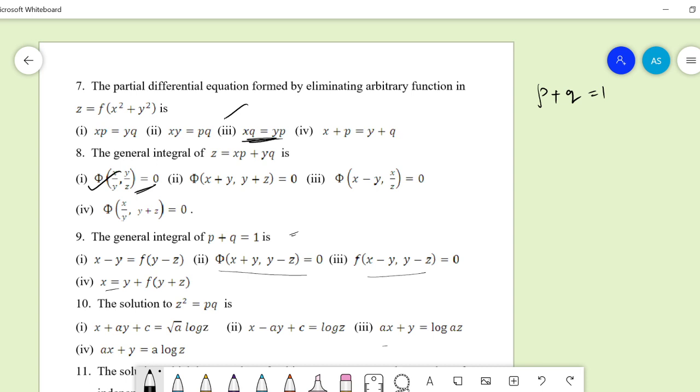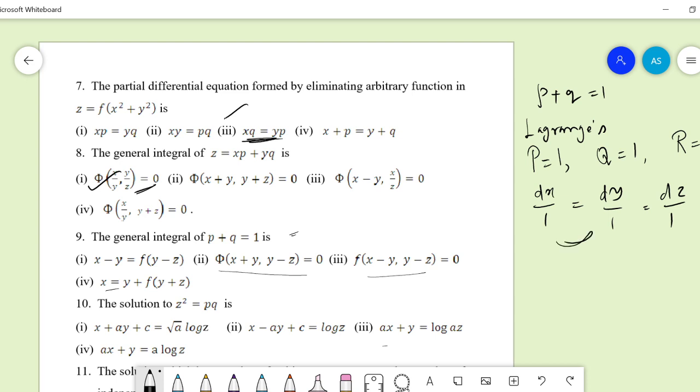So I am going to use Lagrange's method based on the options. In Lagrange's method, small p coefficient is capital P. So here the capital P term is 1. Small q coefficient is capital Q. Here also the coefficient is 1. R is 1. Now substitute in the equation, dx by 1, dy by 1, dz by 1.